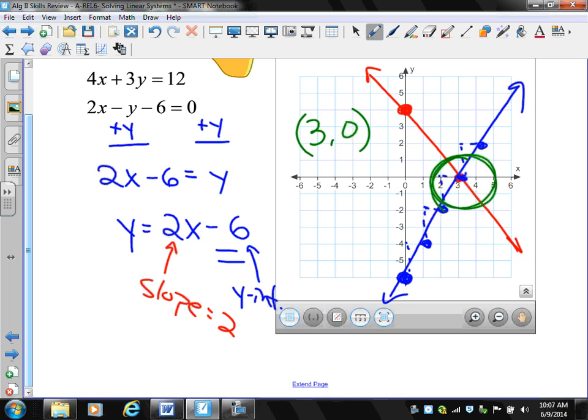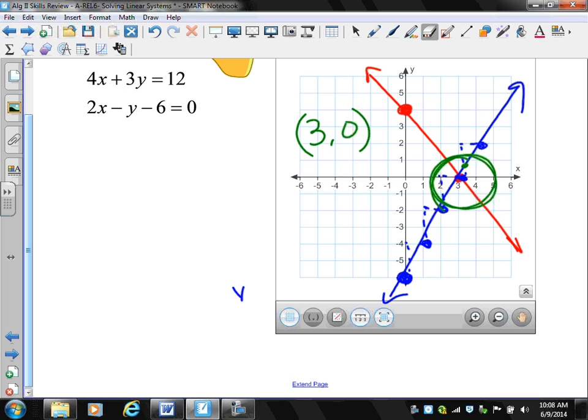I can certainly check this. Again, if I get like a decimal answer, if these were intersecting somewhere like up here that wasn't at full numbers, this might not be as easy to see. I would just make a guess here. But 3, 0, I can certainly put back in my equations and see if it works. And remember, it has to work in both equations, right?